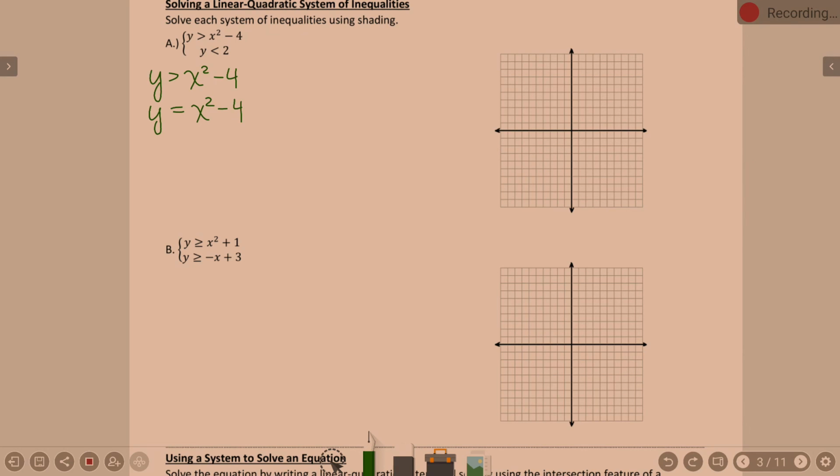What's the shape of this graph? Parabola. What's that minus 4 do? If you take y equals x squared, which is a parabola, and you tag on a minus 4.